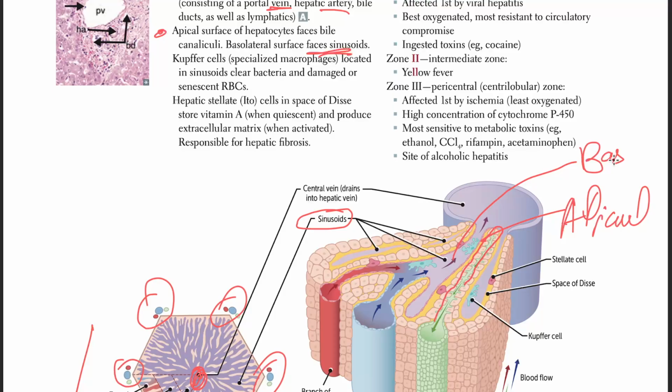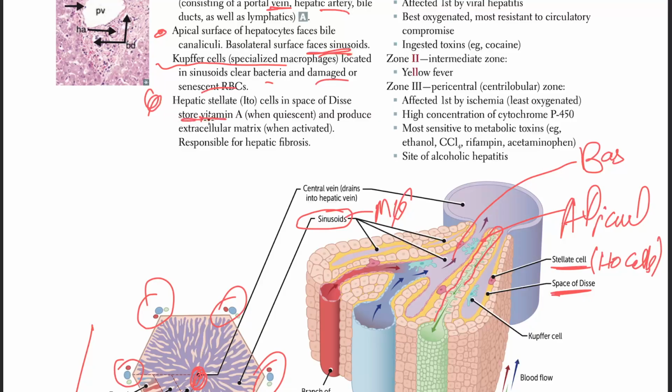So let's just read. Kupffer cells, specialized macrophages located in the sinusoids. So these Kupffer cells, which are the macrophages, are in the sinusoids. Important. So sinusoids have these macrophages called Kupffer cells. They are located in the sinusoid and clear bacteria, damaged and or senescent RBCs. Hepatic stellate cells, very important. Ito cells in the space of Disse. The space of Disse has the stellate cells, which are also called Ito cells.